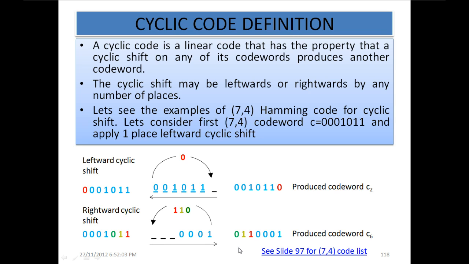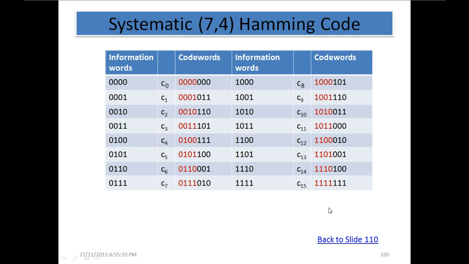So after the cyclic shift, the answer is 01100001, which is another code word. And if we go through the list of code words of the 7,4 Hamming code, we find that this is code word number 6. As you can see, this is C6, 01100001, and this C2 is 010110.